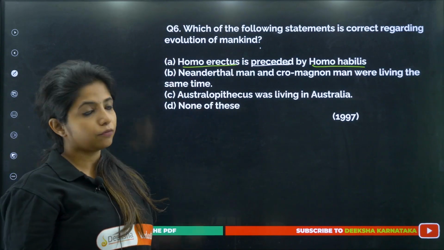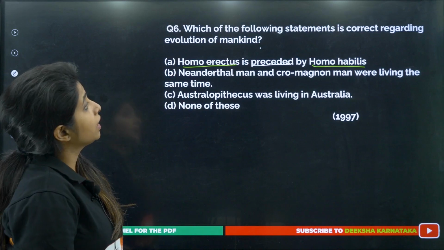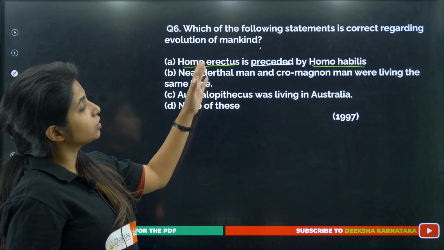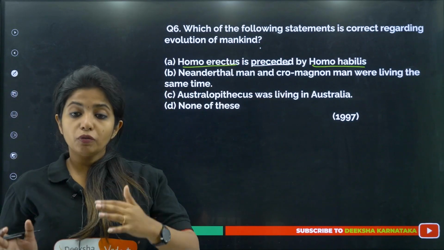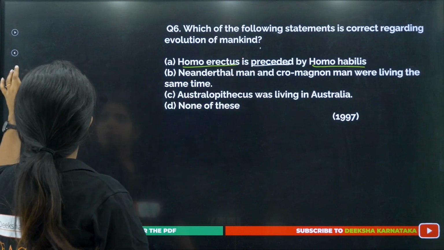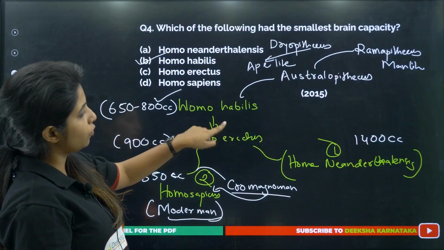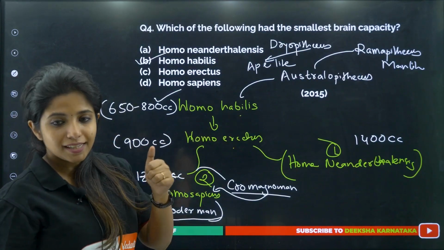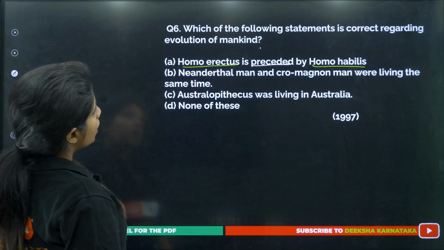This is preceded. Fine. So, which of the following statements is correct regarding evolution of mankind? Homo erectus is preceded by Homo habilis. So, before erectus, did you have Homo habilis? Let's go and check over there again. Yes, before Homo erectus, we had Homo habilis. That is correct. But we had to see other options as well.